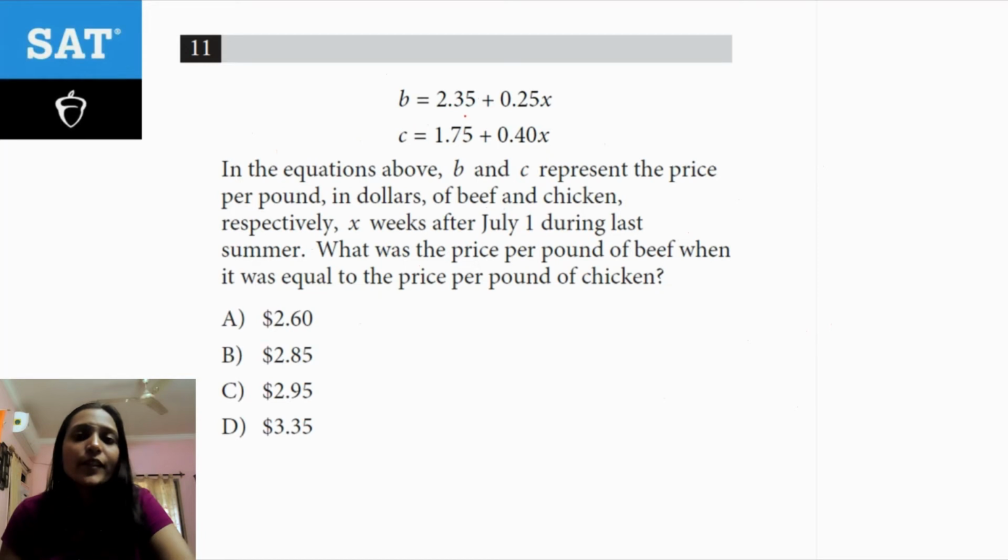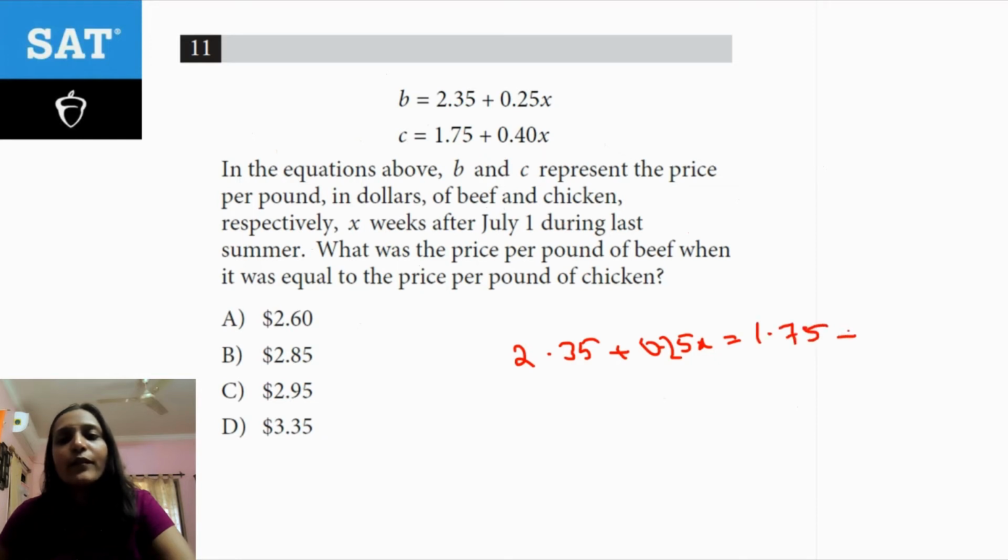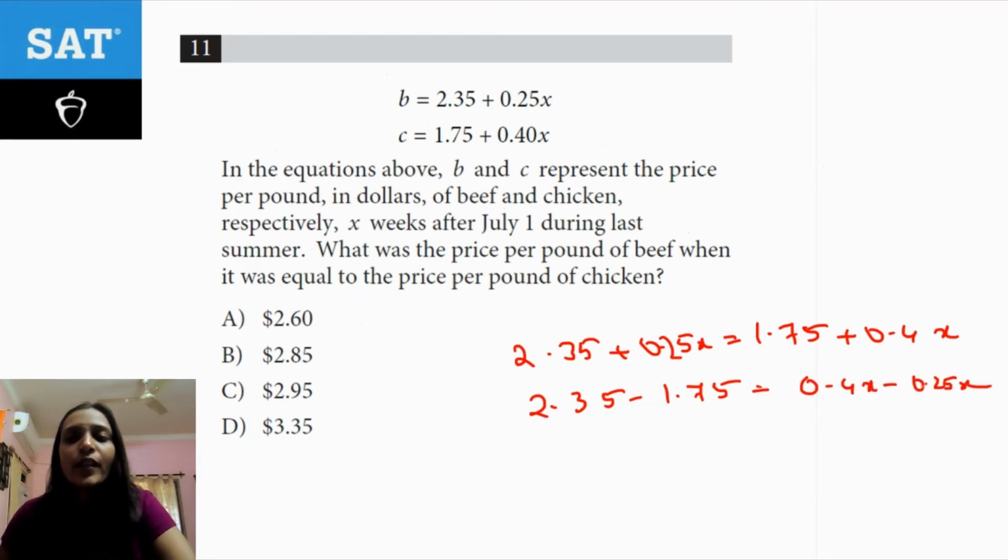So basically, if both the prices are the same, then what is the value of x? So we are doing 2.35 plus 0.25x is equal to 1.75 plus 0.4x. So I'm just going to take this to the other side. So 2.35 minus 1.75 is equal to 0.4x minus 0.25x.